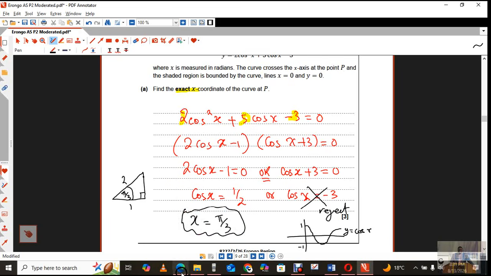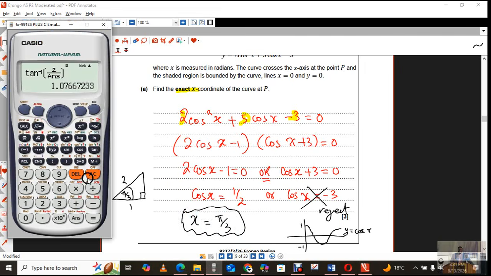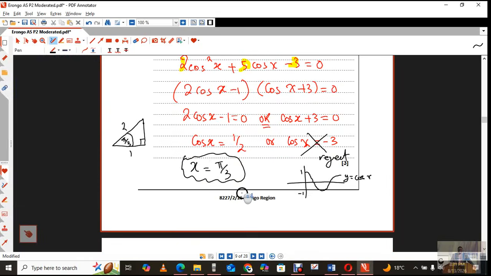Okay. Now, of course, if you don't know all these special triangles and stuff like that, you tend to forget them. Or in a pressure cooker scenario, we are in the examination. That should be in radians. Inverse cos 1/2. Okay. Make your life easy. There's the answer. Good. We are where we are.